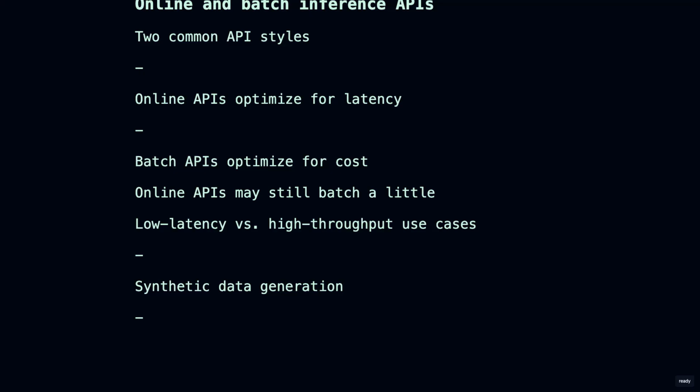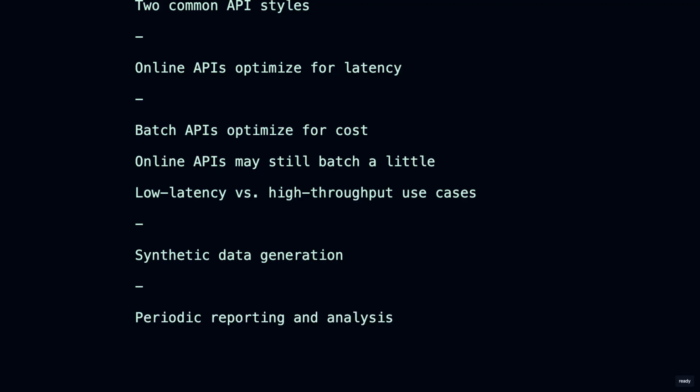Another category is periodic analysis and reporting. Tasks like summarizing messages, checking brand sentiment, or reviewing support tickets are often scheduled jobs. They do useful work in the background without requiring an instant answer.